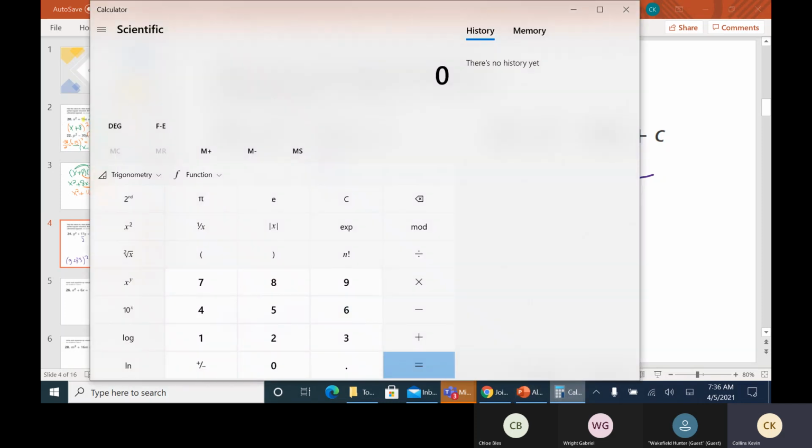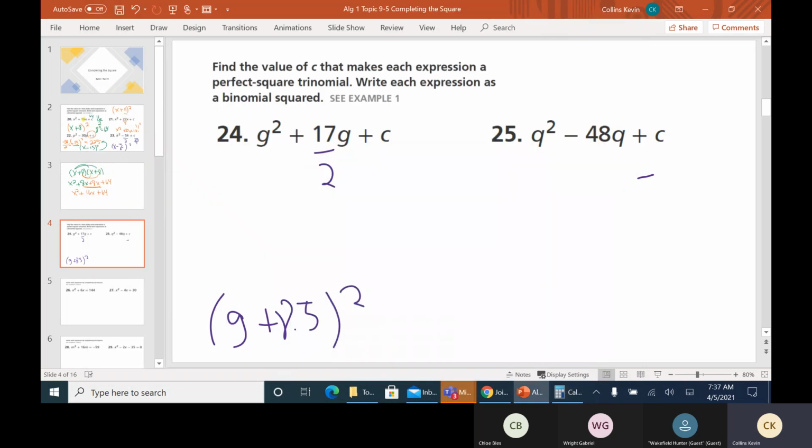All right, so then we've got 8.5 squared. So that's 72.25. So that's the number we're going to add here. This is going to be 72.25. And the fraction is like 289 over 4 or something obnoxious like that. Okay, so that one's a little ugly. Next one, though, not so bad.